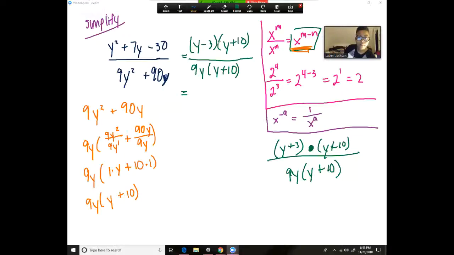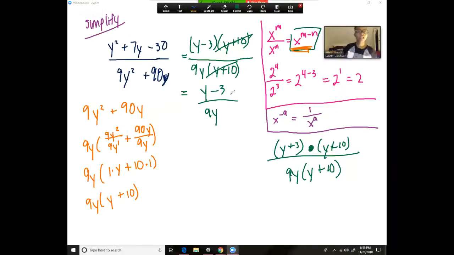So since it's being multiplied, when we have two sets of parentheses smashed together, with no space or sign in between, it means it's being multiplied, and we can cancel out. So we got y plus 10 canceling with y plus 10, and 3 in the numerator and denominator. And there you have it.